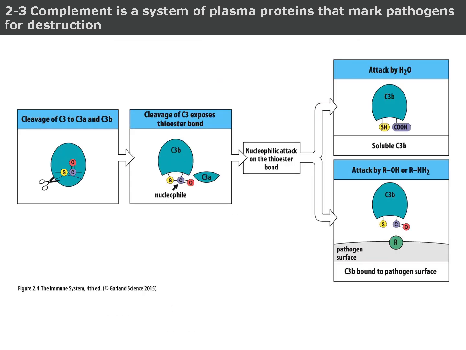Let's take a deeper dive into the molecular mechanics of complement activation, specifically how the protein C3 is cleaved and becomes capable of tagging pathogens. It all begins with the cleavage of C3 into two fragments, C3a and C3b. This cleavage exposes a highly reactive thioester bond within the C3b fragment. This exposed thioester is unstable and ready to react.